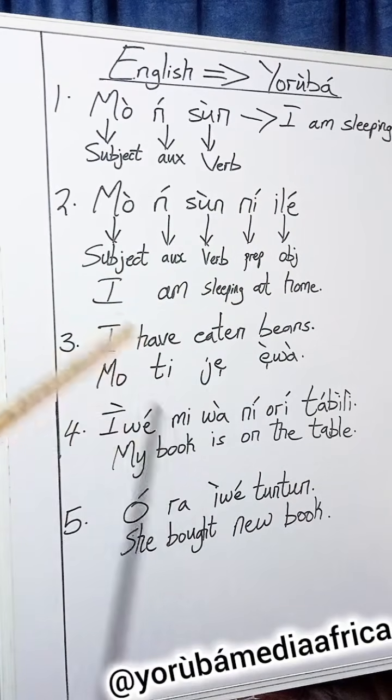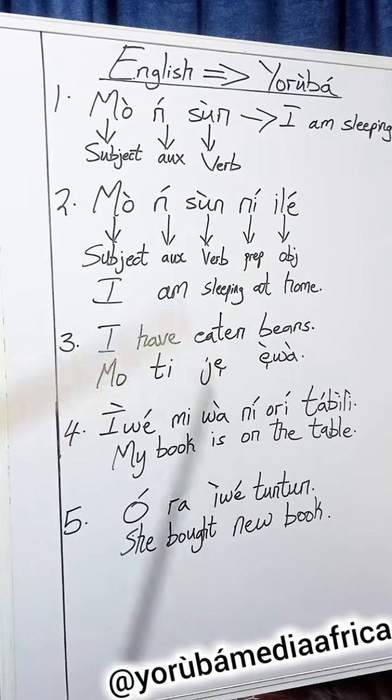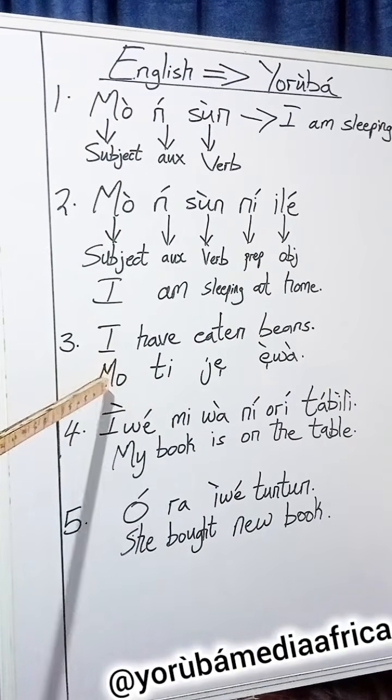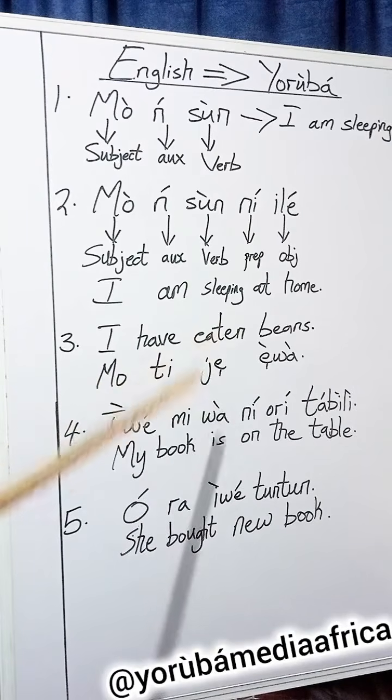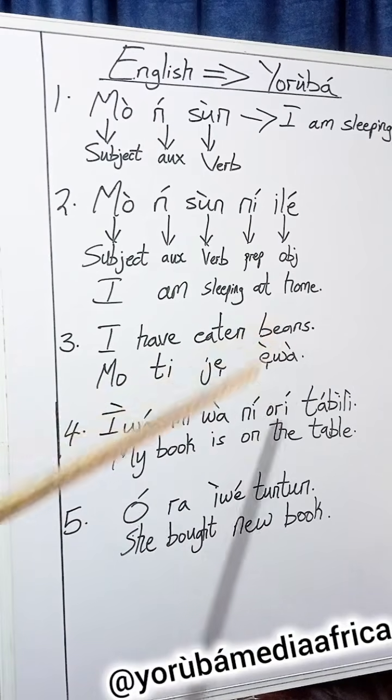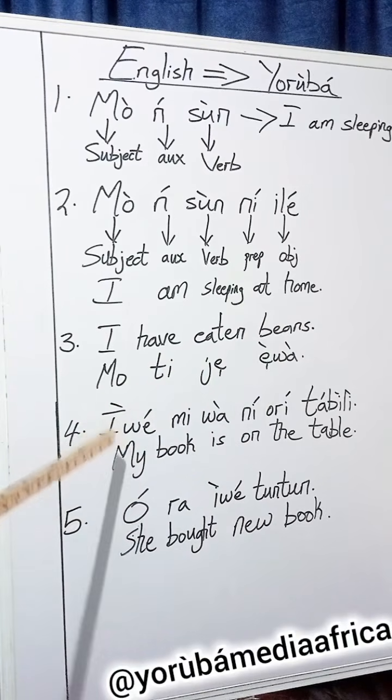Very simple. I have eaten beans. Mo ti jẹ ẹ̀wà. The same thing applies to this. This is the subject. This is the auxiliary verb. This is the verb. And this is the object. Mo ti jẹ ẹ̀wà.